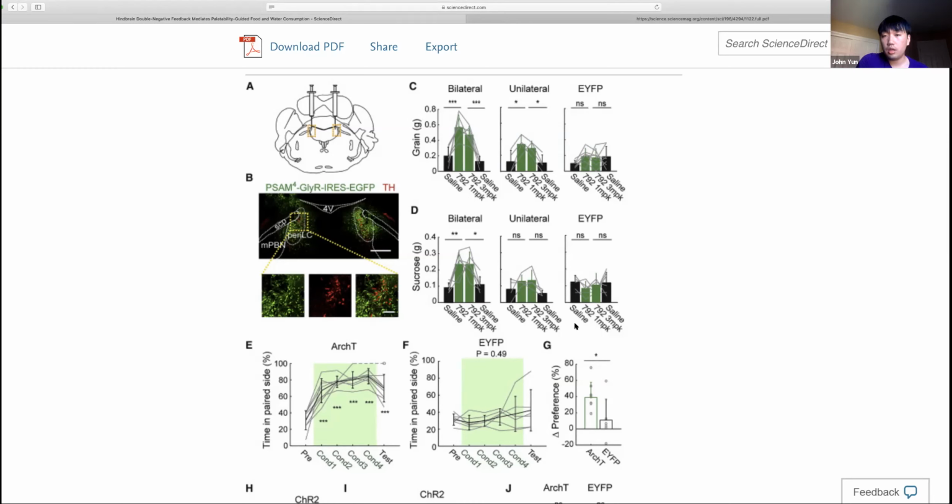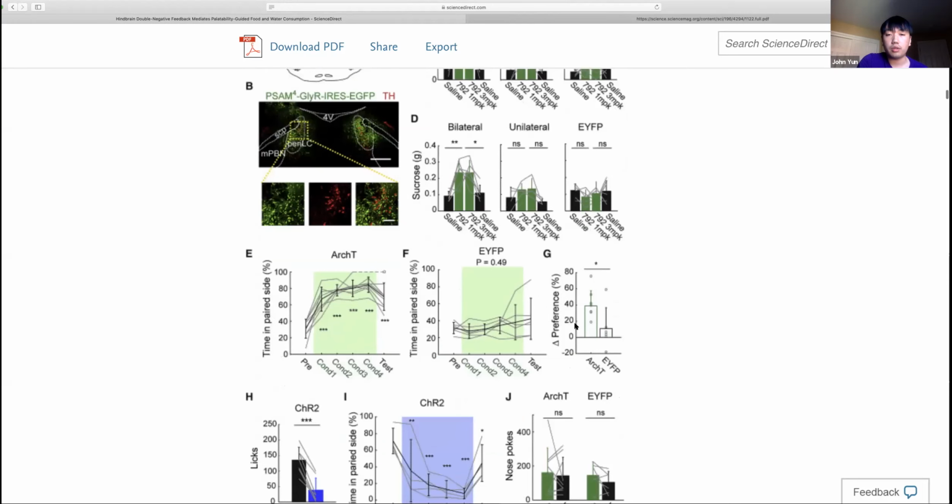And in figure E, we see that when they entered the side with the laser, optogenetically inhibiting led to place preference in that area compared to the control group, which again has just been injected with EYFP, so there was no significant change in place conditioning. And then figure G shows that the group that has been inhibited optogenetically preferred to stay in the area where these neurons were inhibited.